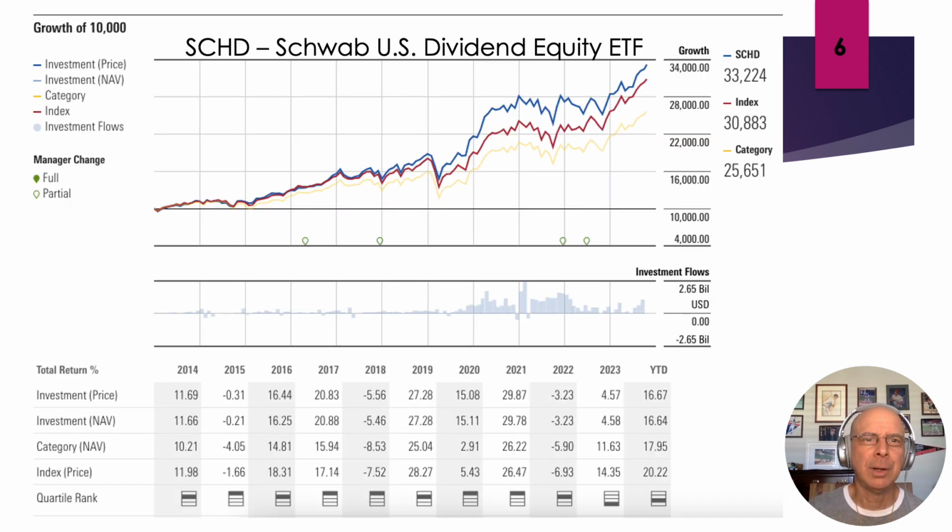Now, let's look at the most important thing. What do the graphs tell you? Well, the SCHD, the dividend equity, if you invested $10,000 in 2014, that $10,000 today will be worth $33,224. Okay, that's pretty good. Year to date, it has a gain of 16.54%.